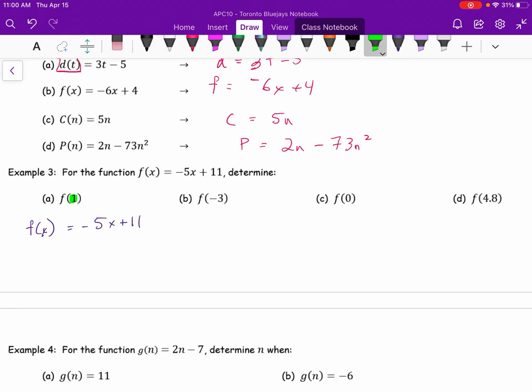What that means, now if I want to calculate the f of 1, it means that my input for x, I'm now going to write as 1. So I plug in 1 into x. So wherever I see an x in the rule, I just simply write 1. And there we have it.